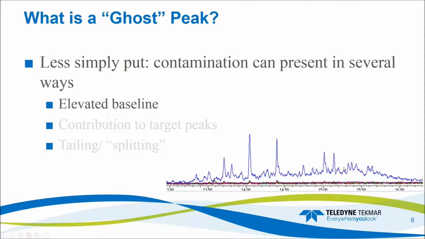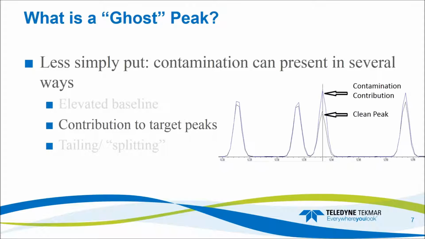Now, maybe an elevated baseline doesn't cause issues, maybe it does. In this case, let's say this peak right here is a target compound. Because our baseline is now elevated, the peak area we see is less than half of what could be there if we still had our nice, clean, low baseline. So it may affect our low-end sensitivity.